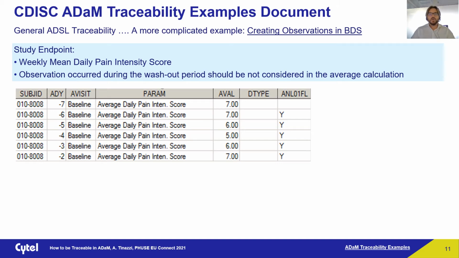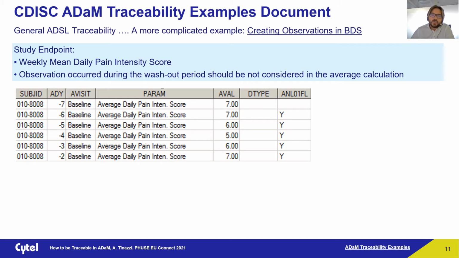The second, more complicated example actually has nothing to do with ADSL traceability, as erroneously mentioned in the title of the slide, but it has to do with the addition of new records in ADaM when using the BDS ADaM class. In this example, we need to derive a study primary efficacy endpoint defined as the weekly mean pain intensity score. And in doing that, we already apply some windowing criteria where we have defined the analysis visit, for example, based on the relative day, based on the variable ADY.